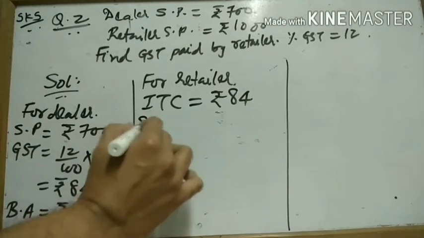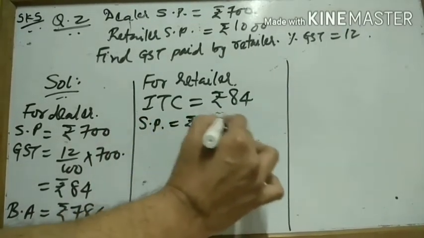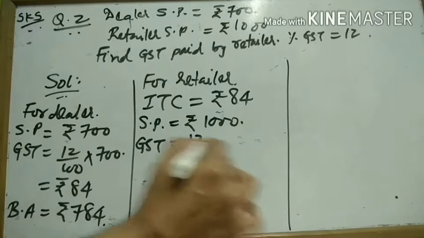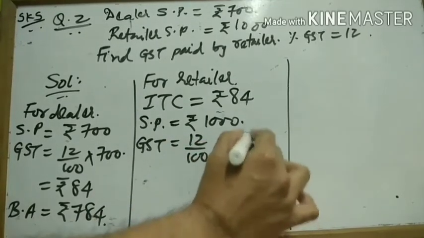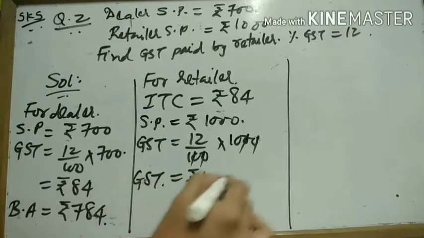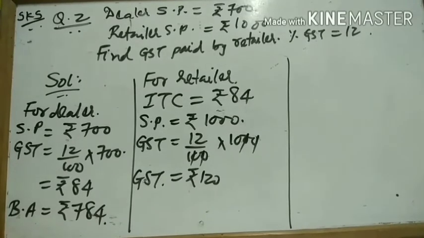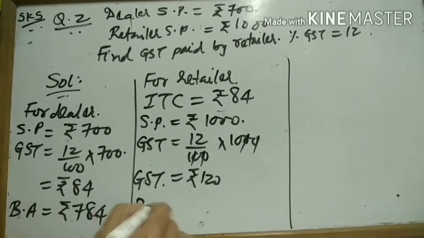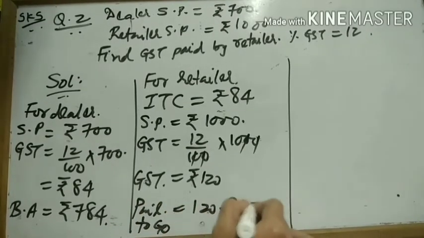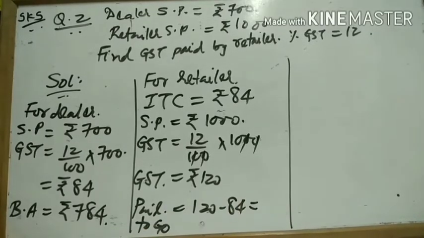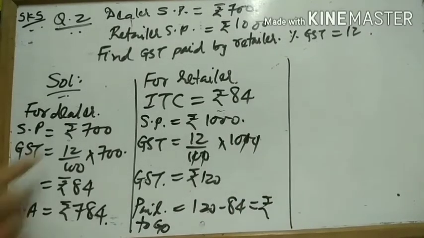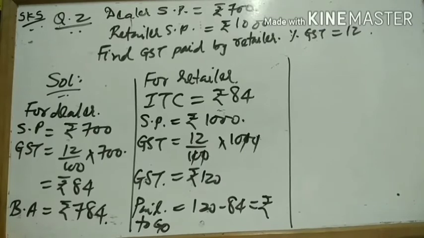right? Now SP for the retailer is rupees 1000. So his GST will be equal to 12 upon 100 multiplied by 1000, which is equal to rupees 120. But this GST he is not going to pay. He has collected this much. How much will he pay to government? Fine. Paid to government will be 120 minus 84. That is, his input tax credit will be subtracted from it, and whatever amount you get, you will write it down over here. This is one standard method, or you can say the traditional method.